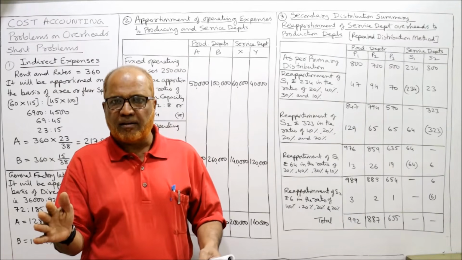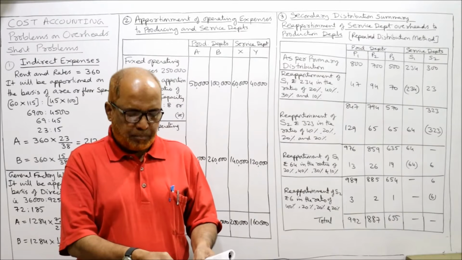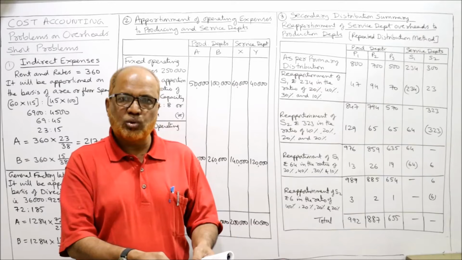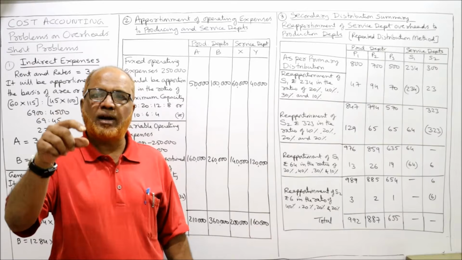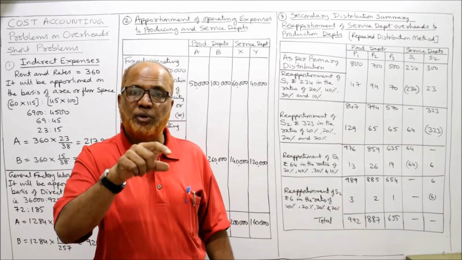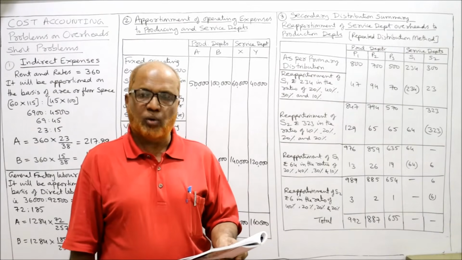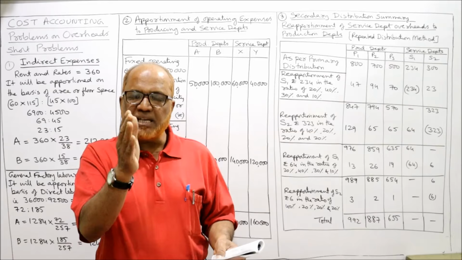So distribute कर दिए. करने के बाद total क्या आया? The P1 total is 800, P2 total is 700, P3 total is 500, S1 is 234 and S2 is 300. These are the totals. We already got it from primary distribution. The expenses of departments are distributed as follows. The expenses of department, service department.